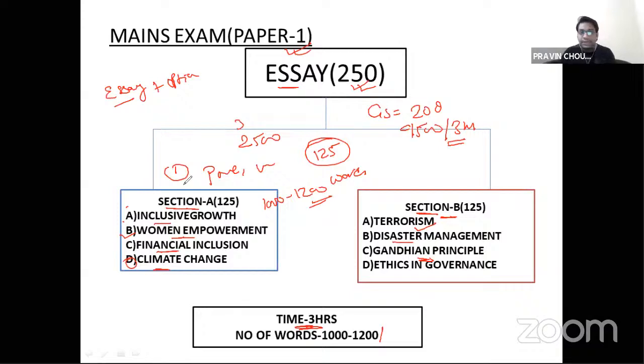Okay, now you understood that you have to write two essays out of 8 alternative options, which are divided into section A and section B, and the time allotted for this is 3 hours. It means you have to write 2500 words in 3 hours. So you can utilize this in a more proper manner.